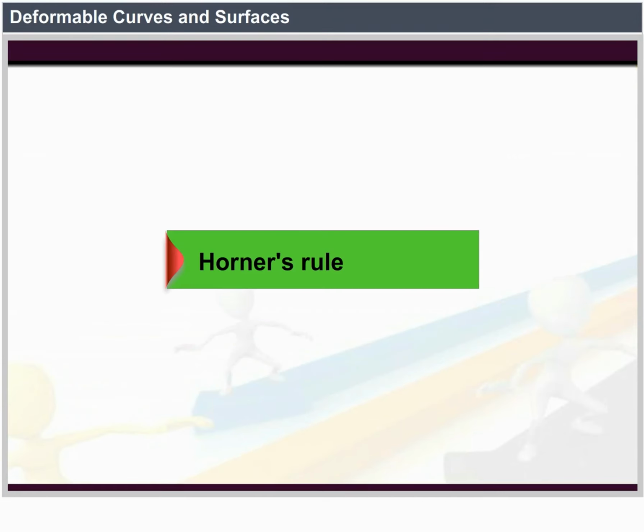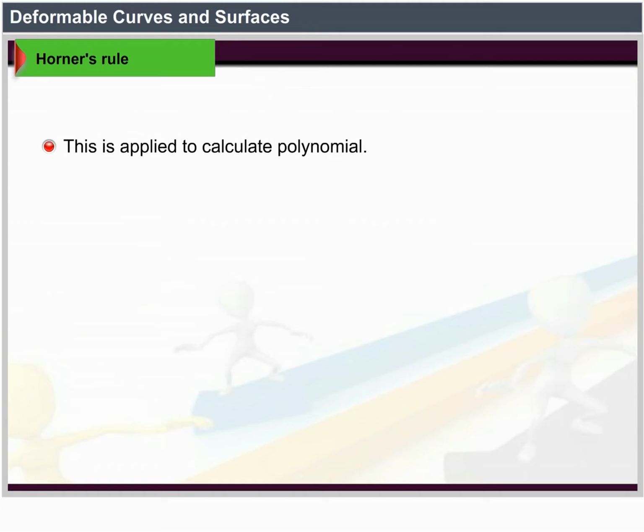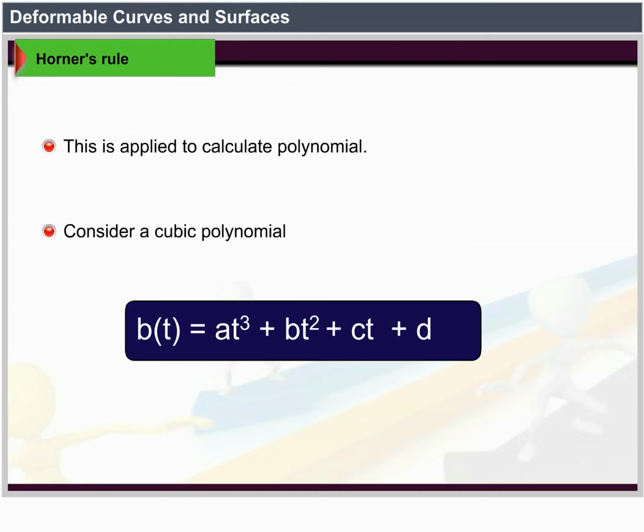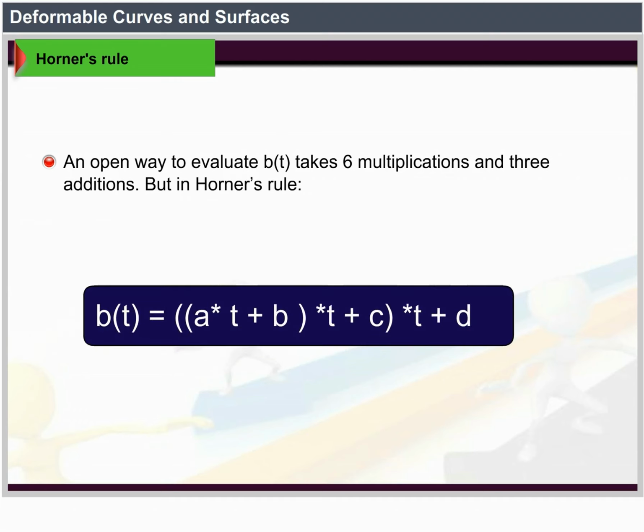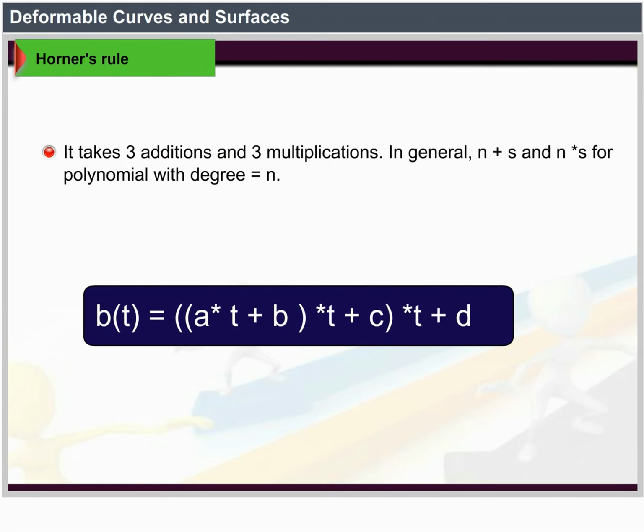Horner's rule. This is used to calculate polynomials. Consider a cubic polynomial B(t) equals at cubed plus bt squared plus ct plus d. Straightforward way to evaluate B(t) takes 6 multiplications and 3 additions. But in Horner's rule, B(t) equals ((a star t plus b) into t plus c) into t plus d. It takes 3 additions and 3 multiplications. In general, n pluses and n stars for polynomial with degree n.